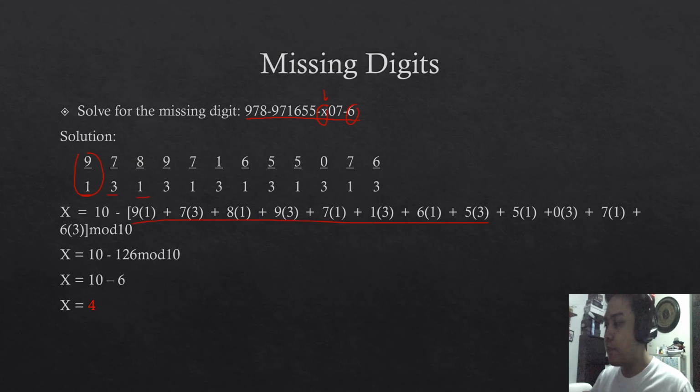We get the sum and apply the modulo 10 operator on that sum, and subtract it from 10. The result of this is 126, and 126 modulo 10 is 6. Now we need to subtract that from 10, so 10 minus 6 is 4, which means our missing digit is 4. You can validate that by plugging in 4 here and once again resolving the check digit. If you get 6 as the check digit, it means that the missing digit that you solved for is correct.